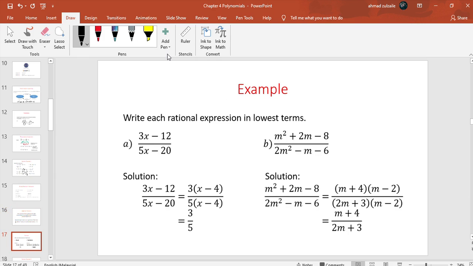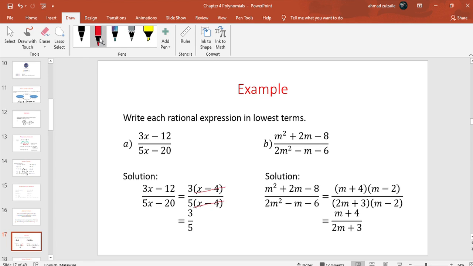So for example A, 3x minus 12 over 5x minus 20. What you can do over here is factorize term by term. Let's try to factorize the numerator. When you factorize the numerator, the common factor is 3, so the remaining is x minus 4. Similar for the denominator: the common factor for 5x minus 20 is 5. Therefore, again, you have another x minus 4. So using this new fraction, you can cancel out this x minus 4. Therefore, the final answer is 3 over 5.